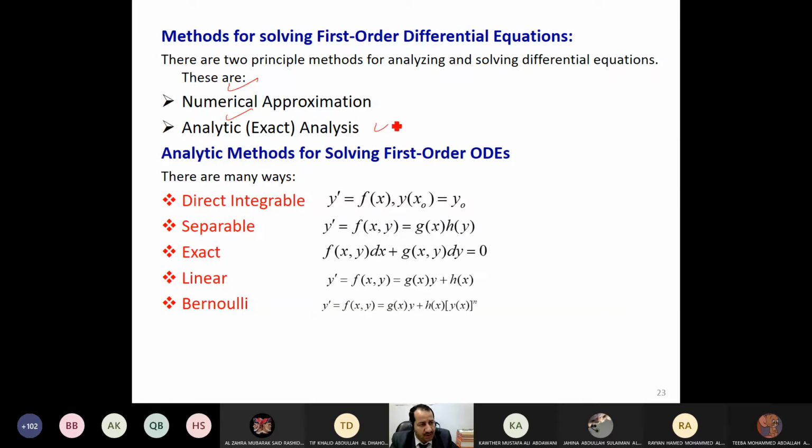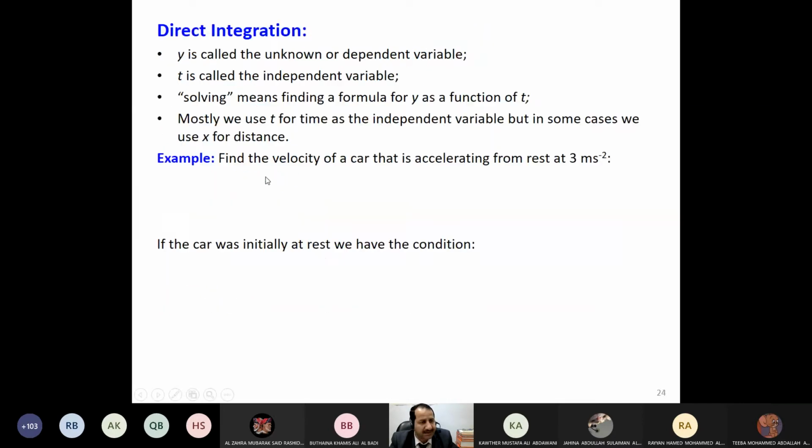As I mentioned, we have numerical methods or analytical methods to be used in solving ordinary differential equations. We will focus on analytical, which is to be taken in third level. And there are many methods. One of them is direct, from the name. Separable, also their names give an impression about the method itself. Exact, linear, Bernoulli. Today we will talk only about separable, because direct I will go through very fast because there is no problem with direct.